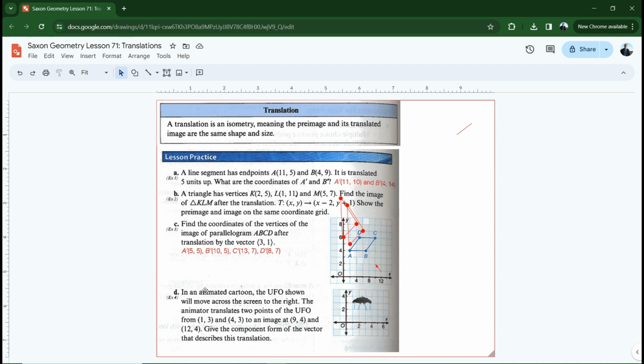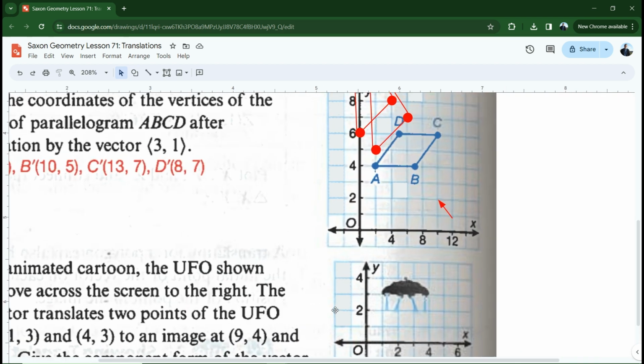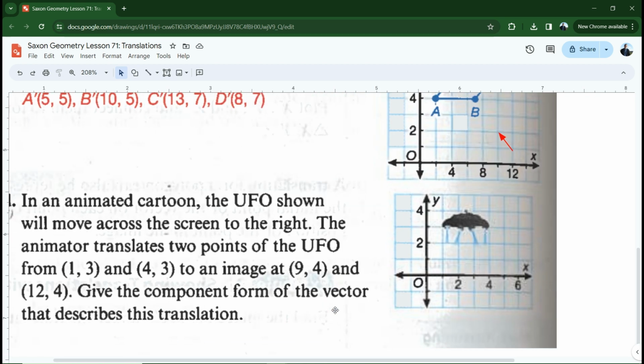In an animated cartoon, the UFO shown, let's just zoom in to see this UFO a little closer. It looks kind of like a cloud. It will move across the screen to the right. The animator translates 2 points of the UFO from (1, 3) and (4, 3) to an image at (9, 4) and (12, 4). What is the component form of the vector that describes this translation?